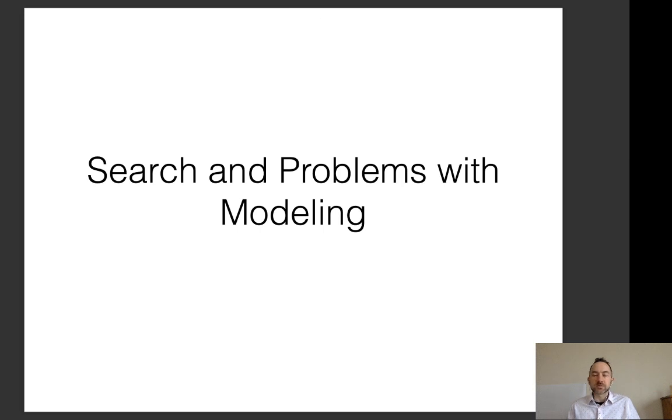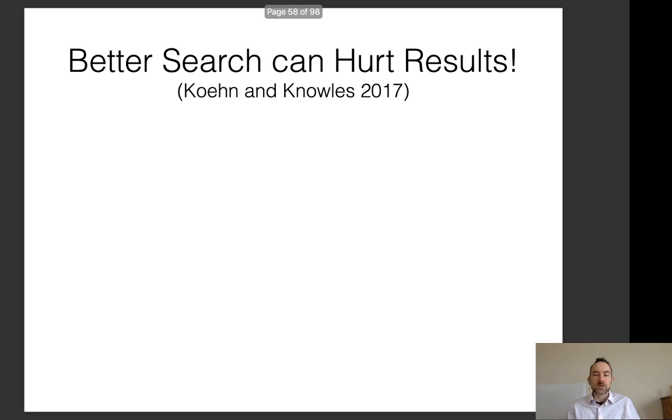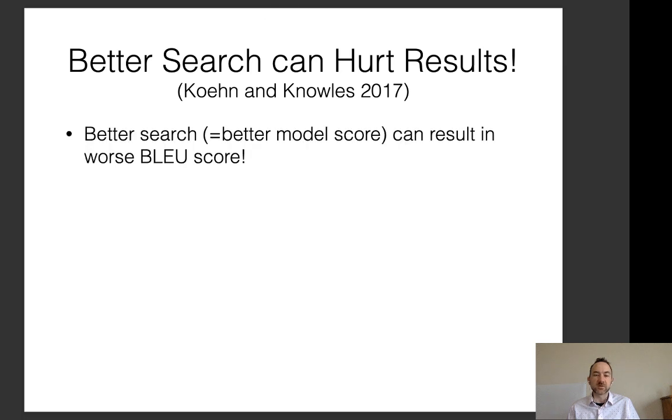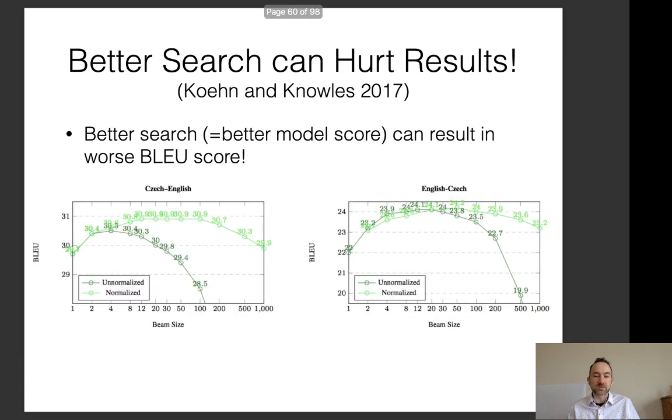So I'd also like to talk about search and problems with modeling. One thing to note is that better search can hurt results as measured with respect to accuracy metrics. A very famous example is that better search or better model score can result in significantly worse BLEU score in machine translation. This dark green line here is the BLEU score of a machine translation model as you increase its beam size more and more.